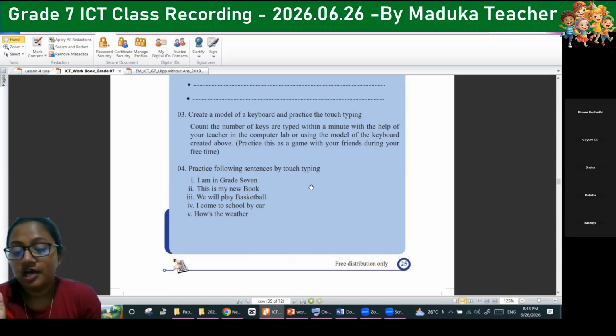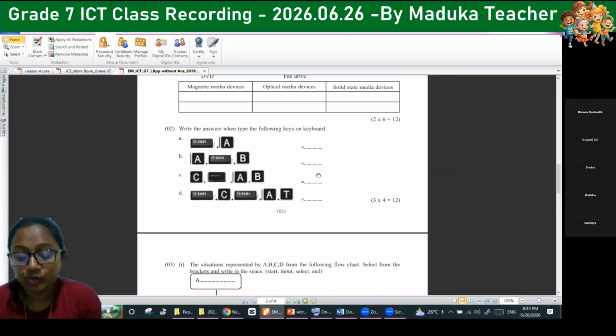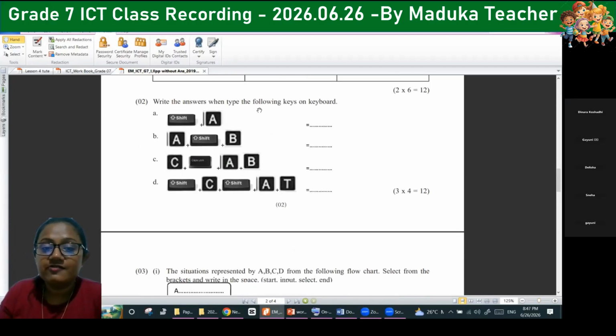Okay. Now I want to discuss the term test paper with you. I told you to do the second question, fourth question, and fifth question in part B. Write the answers when typing the following keys on the keyboard. Okay. What happens if you press Shift plus A?